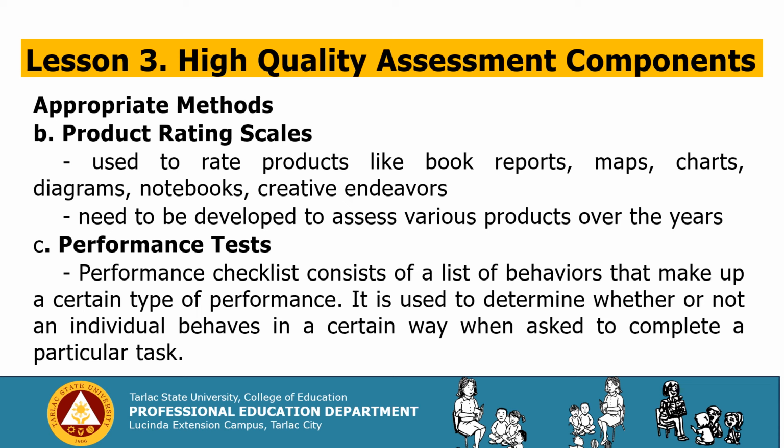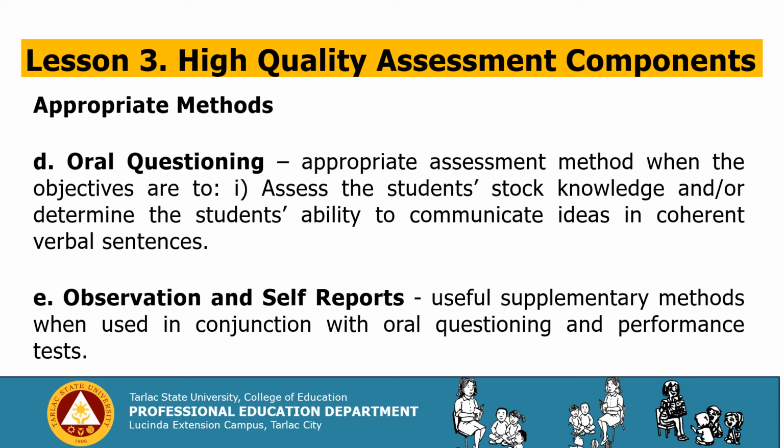Letter C, performance test. A performance checklist consists of a list of behaviors that make up a certain type of performance. It is used to determine whether or not an individual behaves in a certain way when asked to complete a particular task. Next is oral questioning. It is an appropriate assessment method when the objectives are to assess the student's stock knowledge and or determine the student's ability to communicate ideas in coherent verbal sentences. Letter E, observation and self-reports. These are useful supplementary methods when used in conjunction with oral questioning and performance tests.